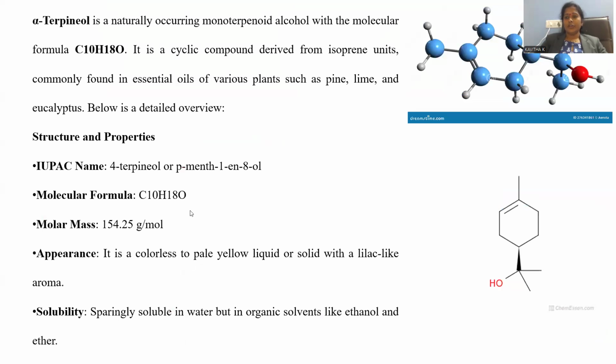First, let's see the intro regarding alpha terpineol. Alpha terpineol is a naturally occurring monoterpenoid. What does monoterpenoid denote? Whenever two isoprene units are joined, that is said to be a monoterpenoid. An isoprene unit is composed of C5. When two isoprenes combine, C10 is formed. So it is a kind of monoterpenoid.